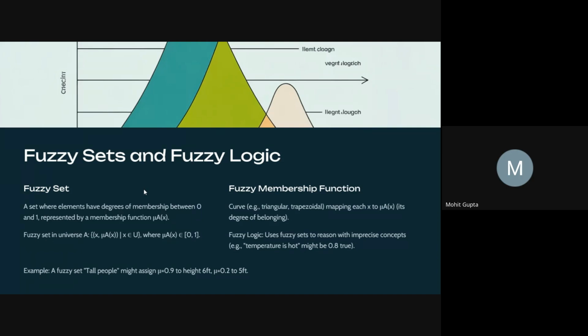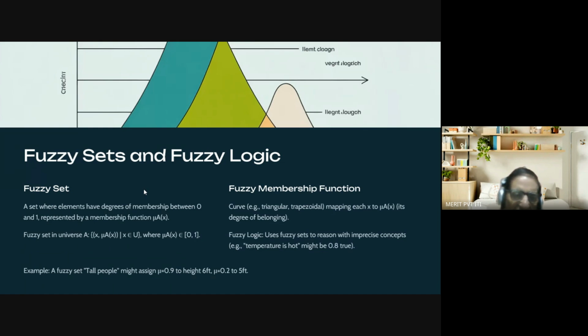For example, somebody is 7 feet tall, somebody is 6 feet tall, somebody is 5 feet 8.5 inches tall, somebody is 5 feet tall. So what will you say, who will you call tall? You will call the 7 feet person tall, and the 6 feet person tall. So you have to give the fuzzy stat of the tallness.